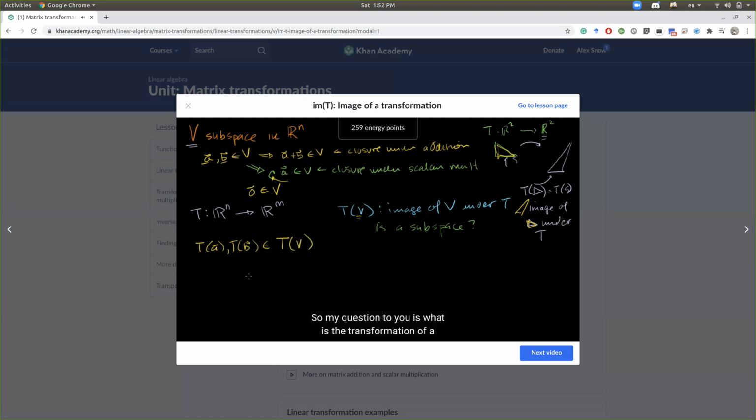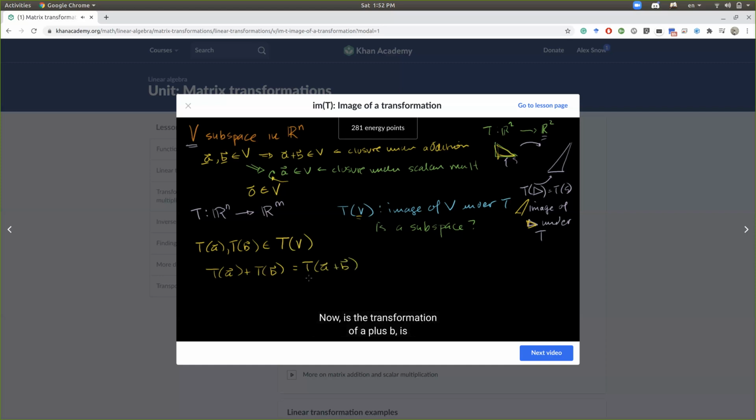So my question to you is, what is the transformation of A plus the transformation of B? The way I've written this, these are two arbitrary members of our image of V under T, or maybe I should call it T of capital V. So what is this equal to? Well, from our definition of linear transformations, the sum of the transformations of two vectors is equal to the transformation of the sum of their vectors.